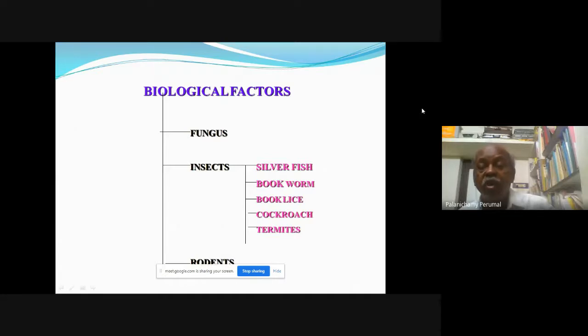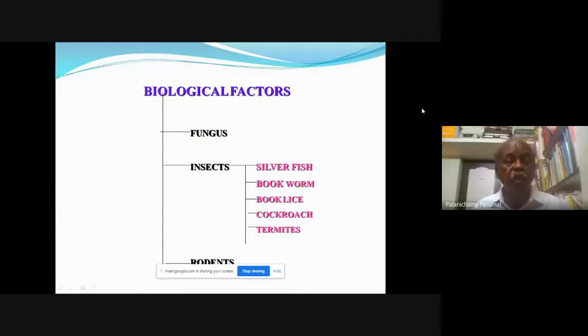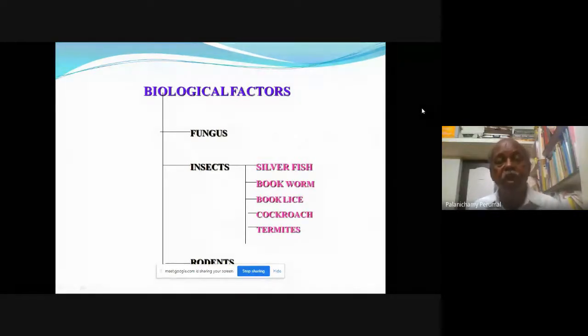And cockroach: if you have any foodstuffs inside the library stack room, or if you give books for binding and arrange them in the stack room without proper dryness, then the cockroach will affect them. Termite is common. There are two types of termite, the wood termite and the soil termite. The soil termite is always in the soil. Only after the rainy season, the capillary action of the water brings the moisture up, so the termite also comes out.